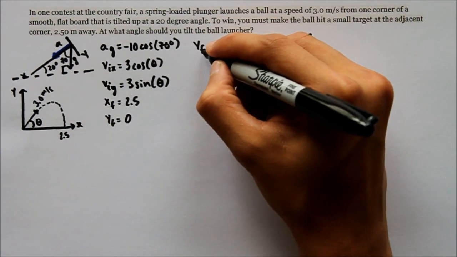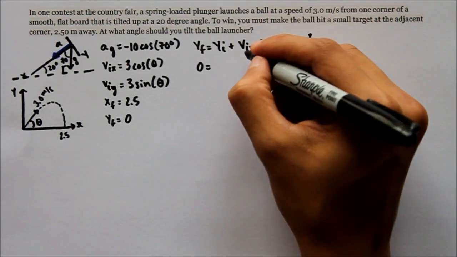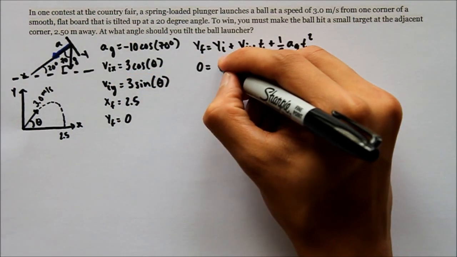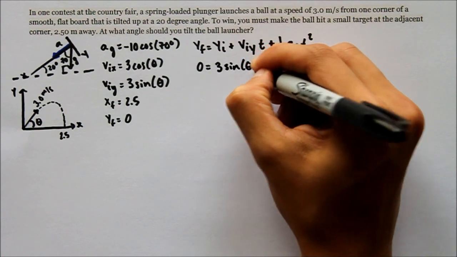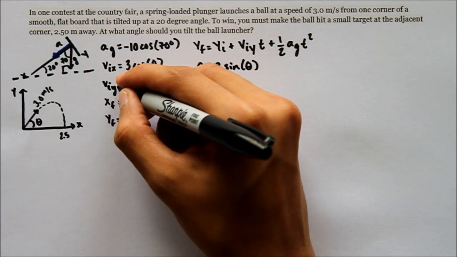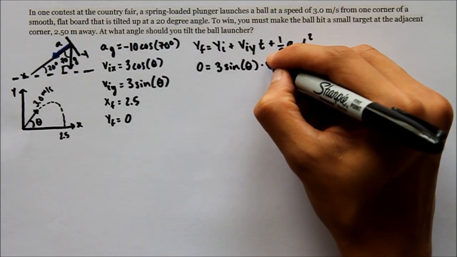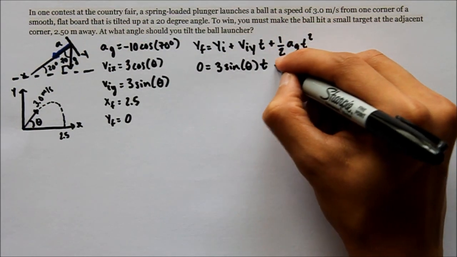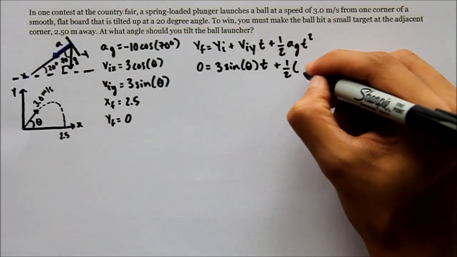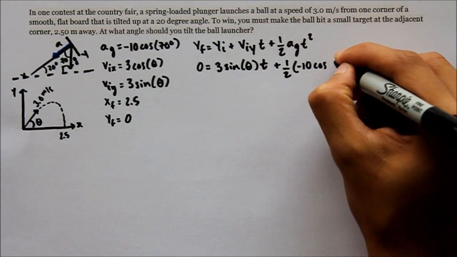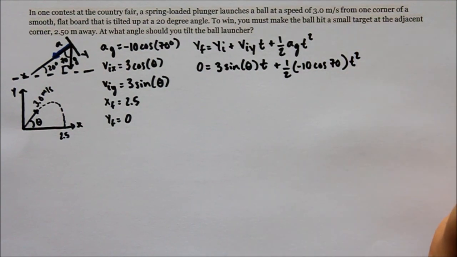So y final, we know that's 0. So 0 is going to equal y initial is 0, so I'm not even going to write anything. Velocity initial along the y is 3 sine theta. So that's the initial velocity along the y-axis. And remember, we got that with the component vector multiplied by t. So t plus 1/2, and ag we calculated that to be -10 cosine 70 degrees multiplied by t squared.